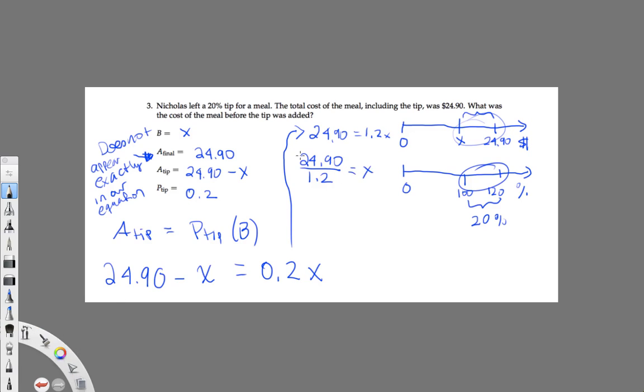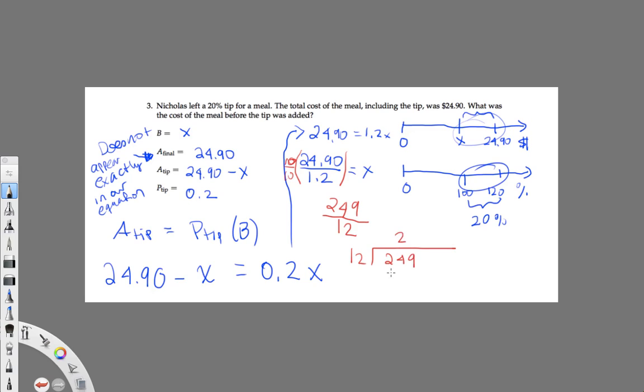And I want to remind you that this can be done without a calculator. This is 1 2/10, so if I multiply it by 10, I get 12. Then I have to multiply this number by 10 as well. And now I need to go and perform the long division.